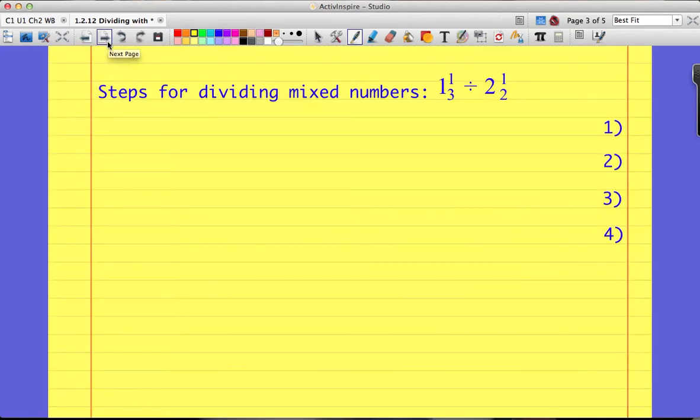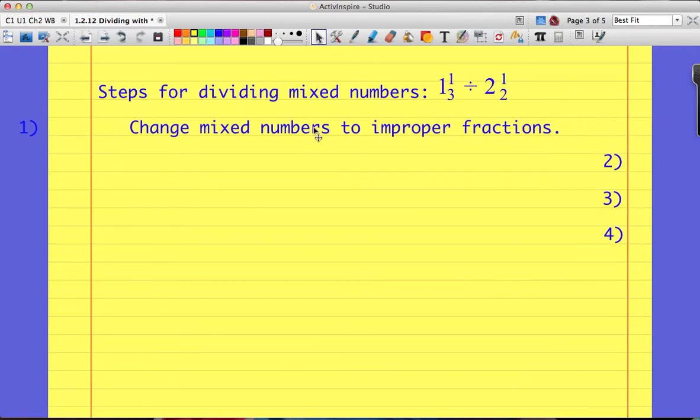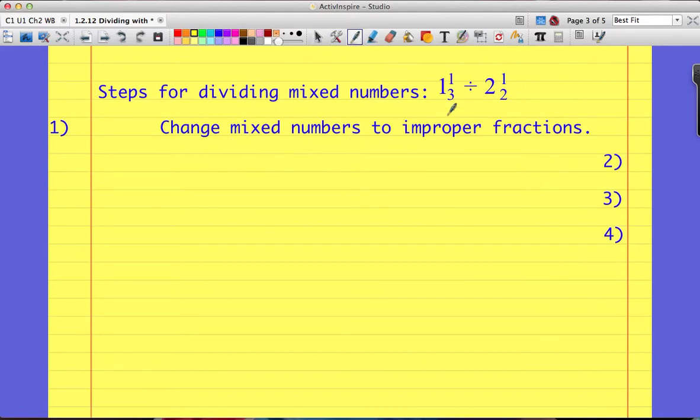All right, so now we're going to get to the steps of how to divide mixed numbers. You'll find that the first step is the exact same as when we multiply with mixed numbers, and the following steps are the exact same as when we divide with fractions. So these are all things that you've done before. The first thing we need to do is change mixed numbers to improper fractions. Notice it says mixed numbers, not the first mixed number or the second mixed number. It says just mixed numbers.